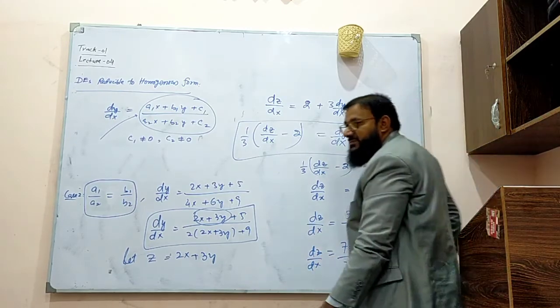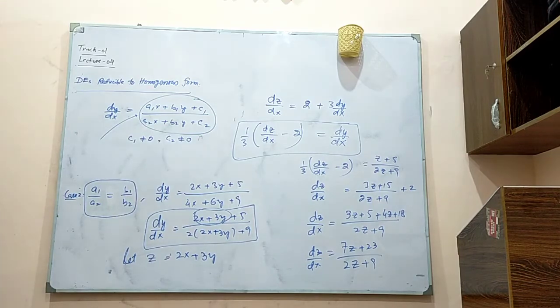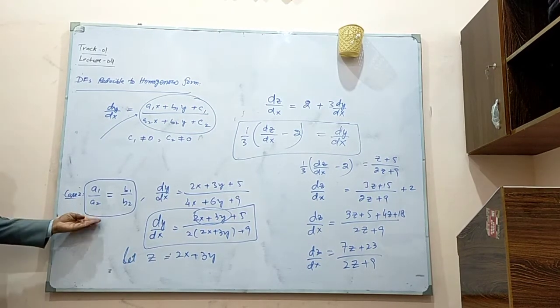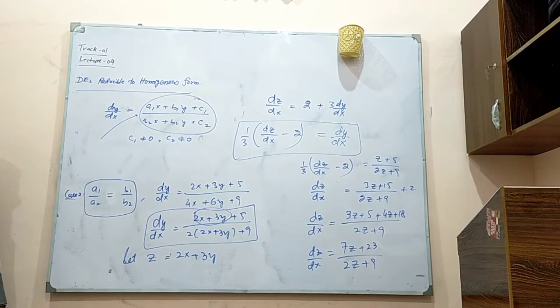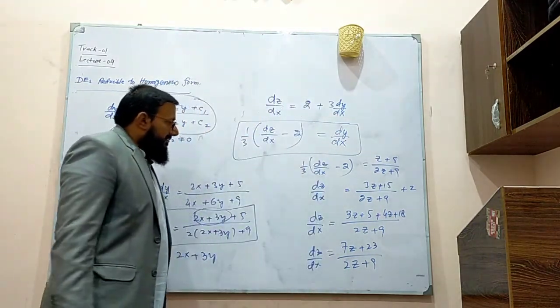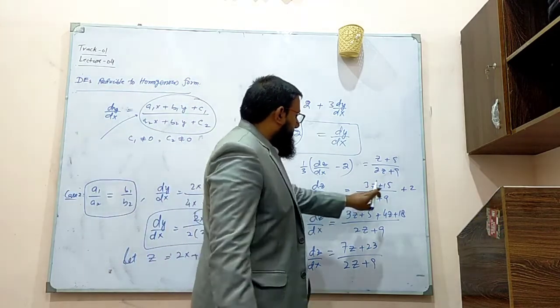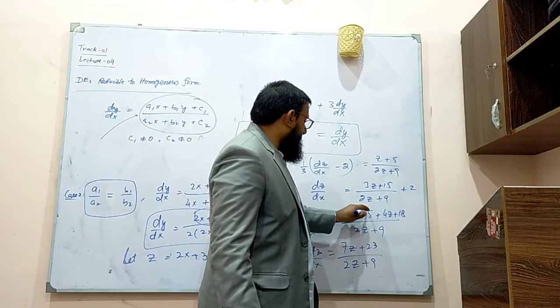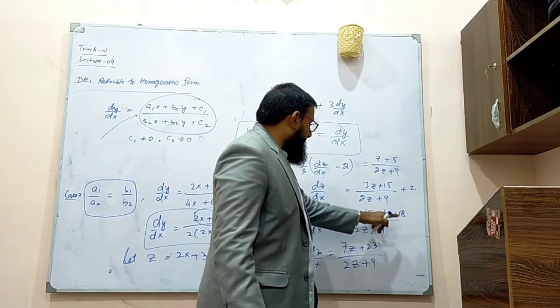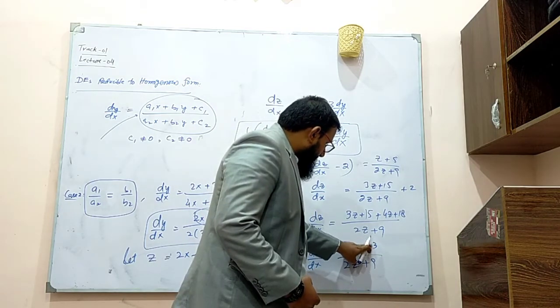This is separable, so it can be solved easily by just separating the variables and integrating. So this is another case when we have these ratios to be same. So these are two other equations. This is 15, this would be 15. So 15 plus 18, 33. So this would be 33.